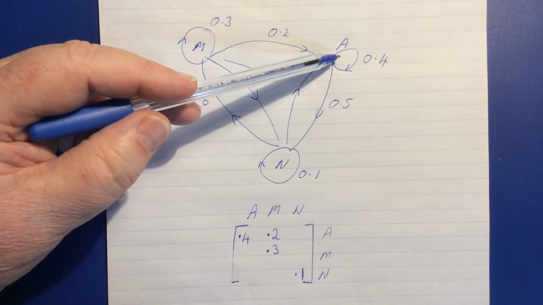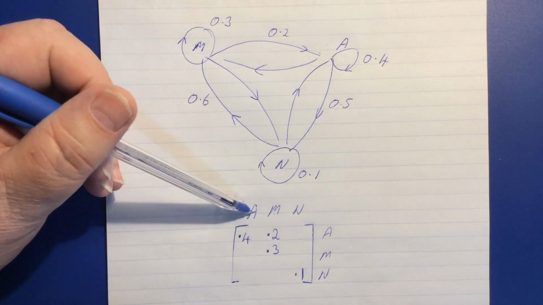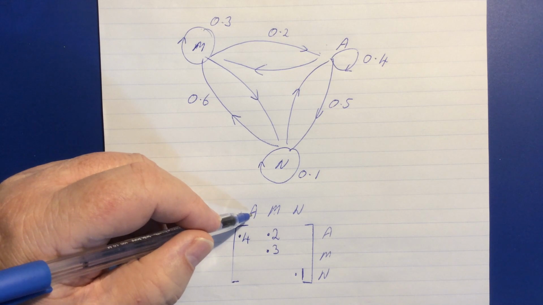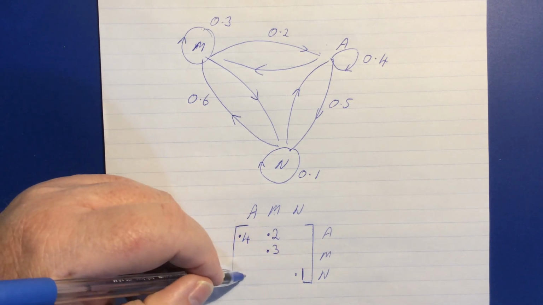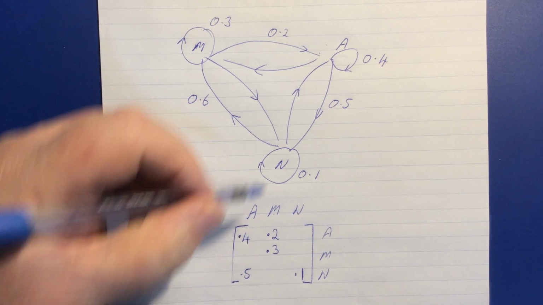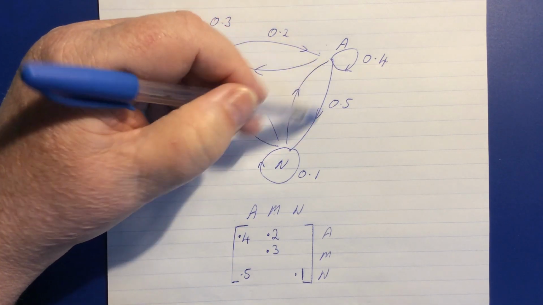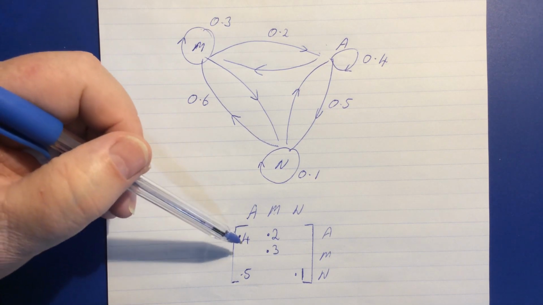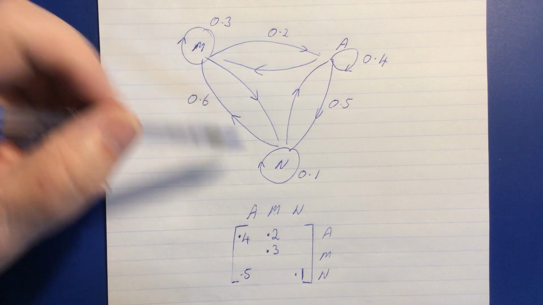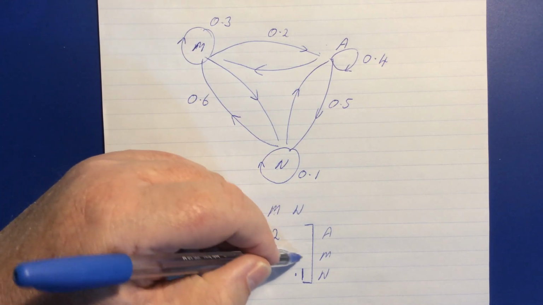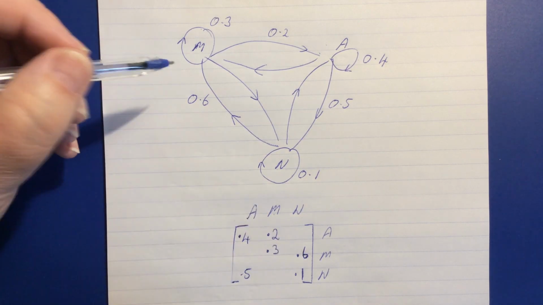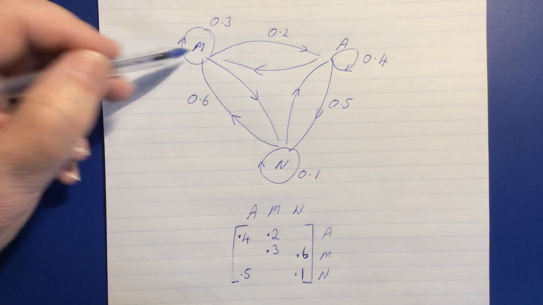What other information do we have? Well, A to N, A to N, which is down here, so leaving A, going to N. Down here is 0.5, that one there. What have we got? What else have we got? N to M. N to M is 0.6. That's N to M there.